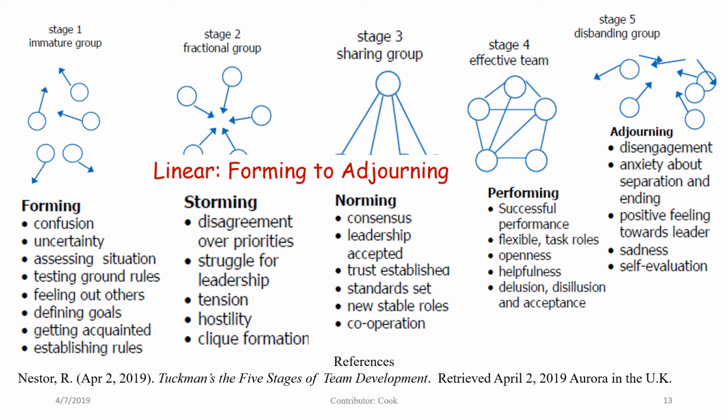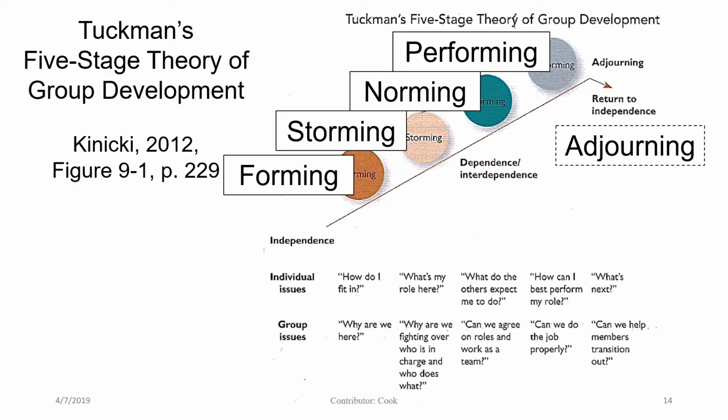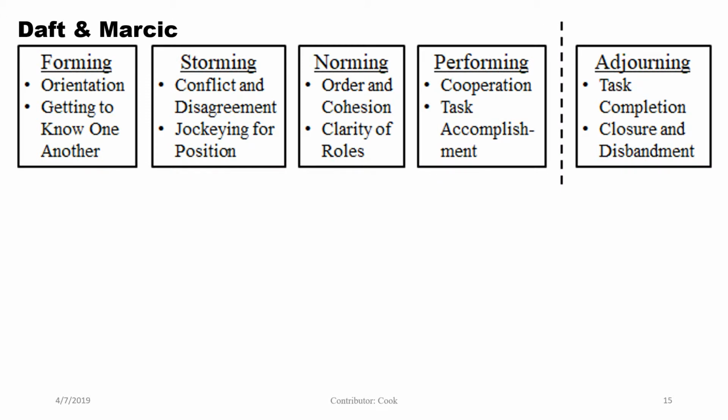I'm sensing a pattern here. This screenshot is from a text by Kanicki used in Management 332 on organizational theory and behavior, again describing the stages of team development. And note that it is progressive from forming to adjourning. Let's now summarize the literature search on the topic of the stages of team development.